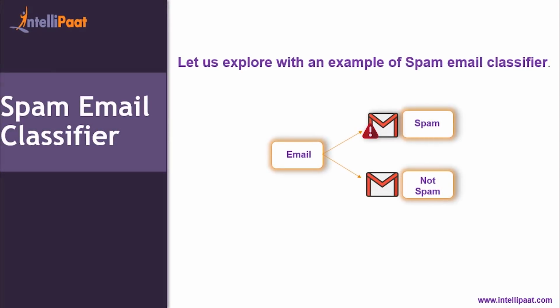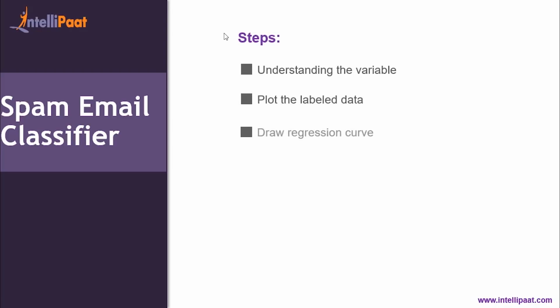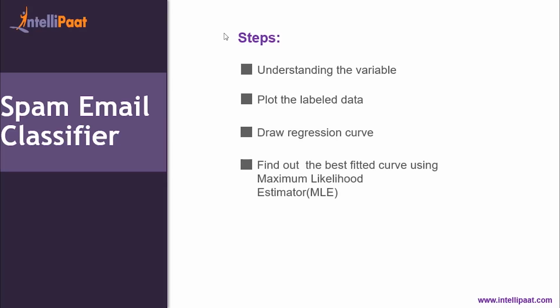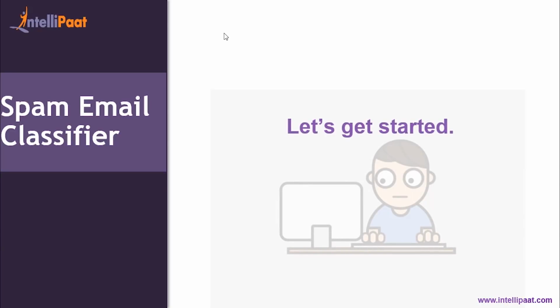So here we are using an example of a spam email classifier. We need to build a predictive model that would classify whether a mail is spam or not. So let's look at the approach that we are going to take while building this model. First, we'll try to understand the variable on the basis of which we are classifying the mail. Next, we'll plot the label data. Once we are done with plotting the label data, we'll draw the regression curve. And finally, we'll try to find the best fitted curve using the maximum likelihood estimator. Alright? So let's get started.